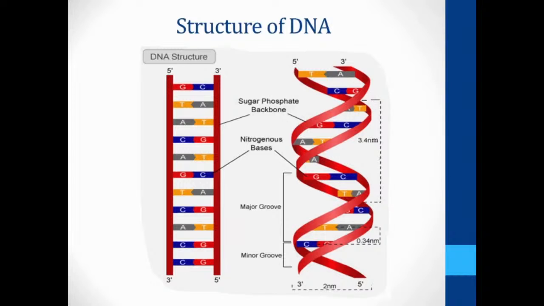The length of one complete turn is 3.4 nanometer, and there are 10 base pairs in one turn. 10 base pairs are not shown in this diagram, so please don't count the base pairs in this one turn. Now by calculation we find that there is a distance of 0.34 nanometer between two base pairs. So this is the structure of DNA, and we hope you have understood it very well.